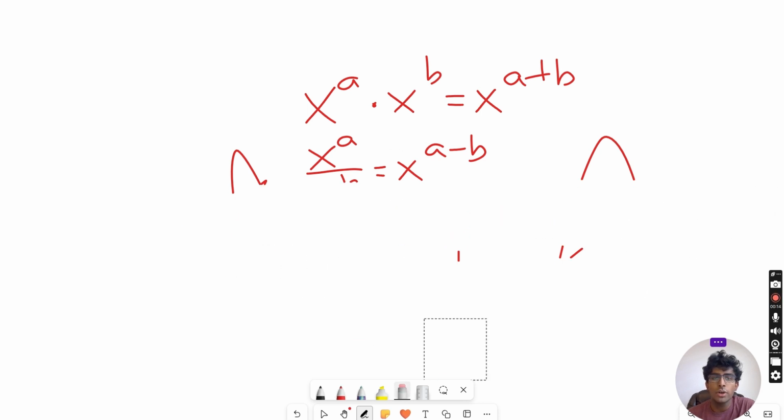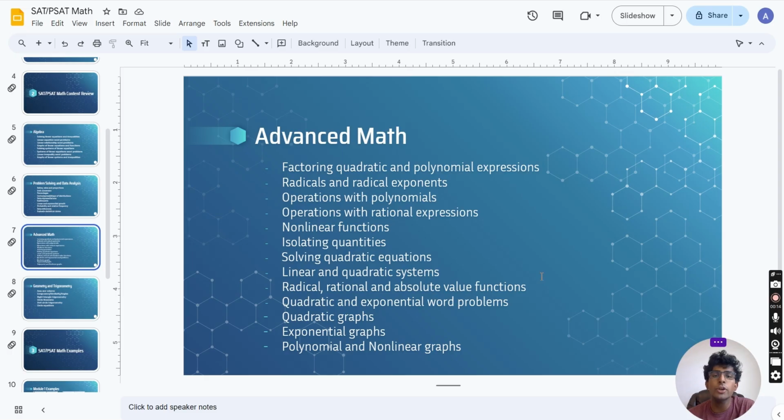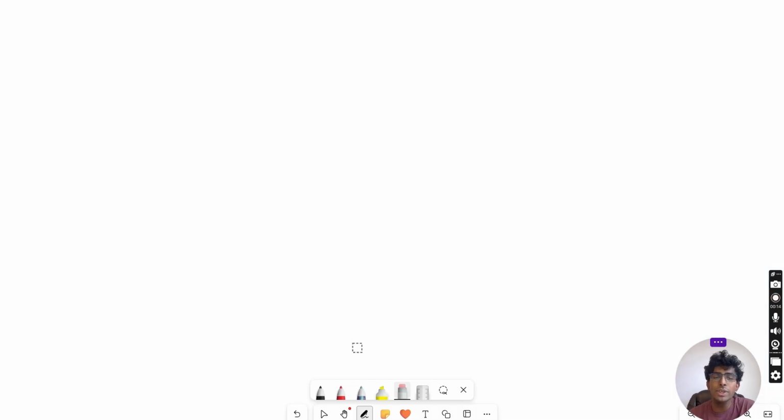All right, moving on to the next topic of operations with polynomials. So we're going to basically be doing adding, subtracting, multiplying, and dividing polynomials. So adding polynomials and subtracting polynomials is pretty easy. What you want to do is you want to take the terms that are like terms and you want to combine them together when you're adding or subtracting.